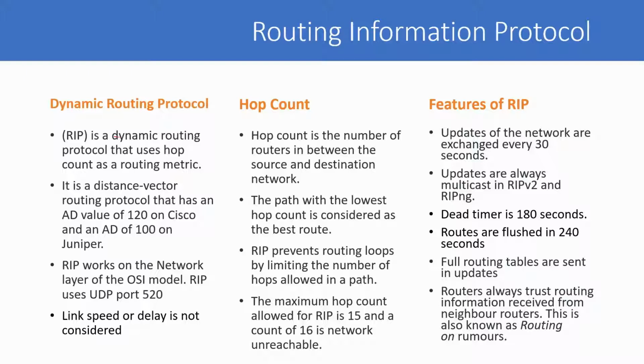So routers always trust the routing information they receive from another neighbor. This is known as routing on rumors. Basically what this means is, unlike ISIS or OSPF, where they have an awareness of what the other routers know, because they're being link state, they know all the routes that all the other routers know. RIP doesn't do this. RIP only knows what's sent to it, and it accepts what's been sent to it on face value.